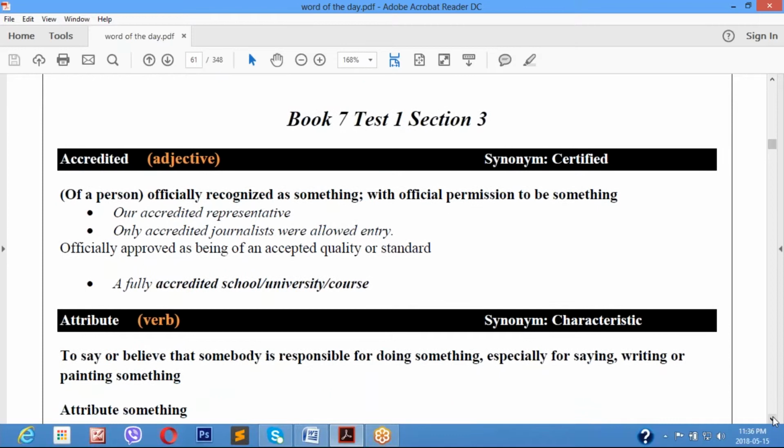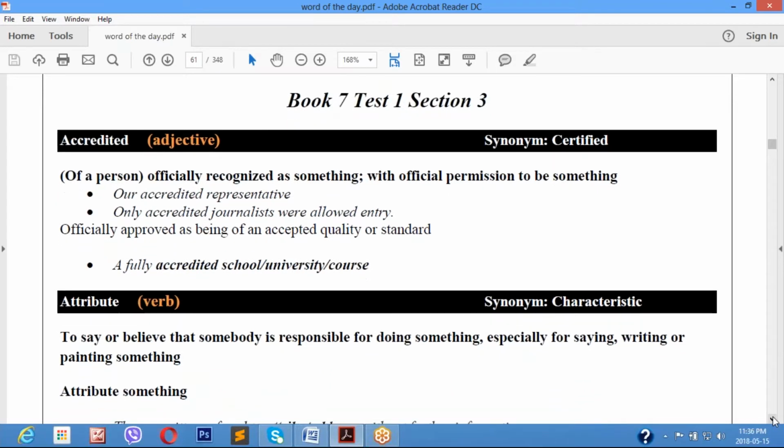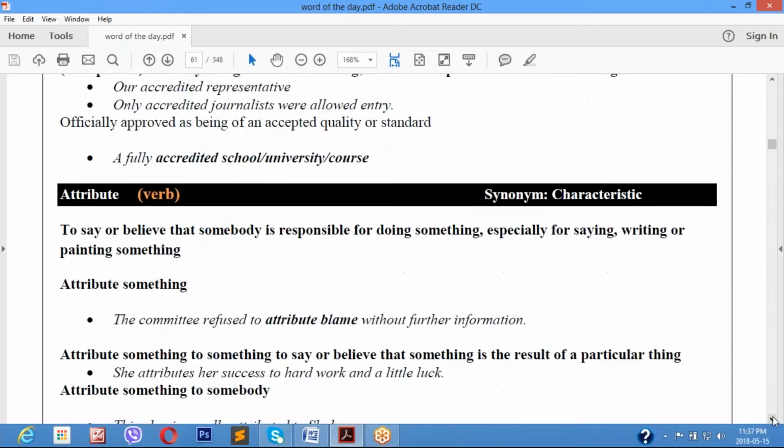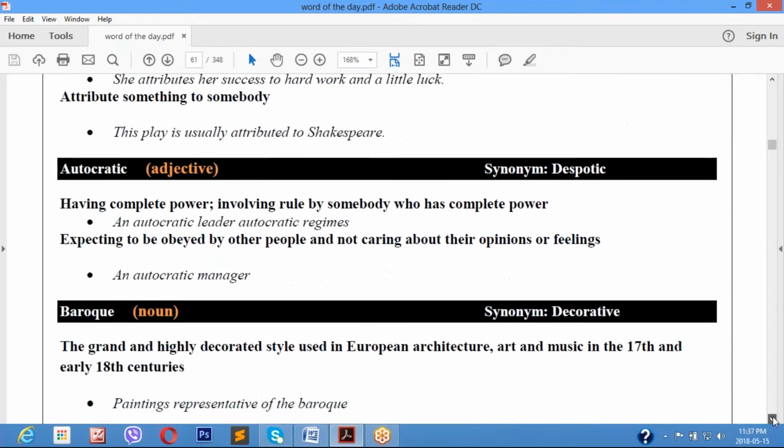Accredited, so accredited, officially recognized as something, with official permission to be something. Okay, our accredited representative, यानी कि ऑफिशियली किसी चीज को पहचान लेना, ऑफिशियल परमिशन के साथ किसी चीज का होना. सर्टिफाइड, इसका सिनोनिम है सर्टिफाइड. Officially approved as being of an accredited center, accredited university, accredited school. You can use this word in this way. Attribute, खसूसियात, characteristics, remember spelling, easy word.